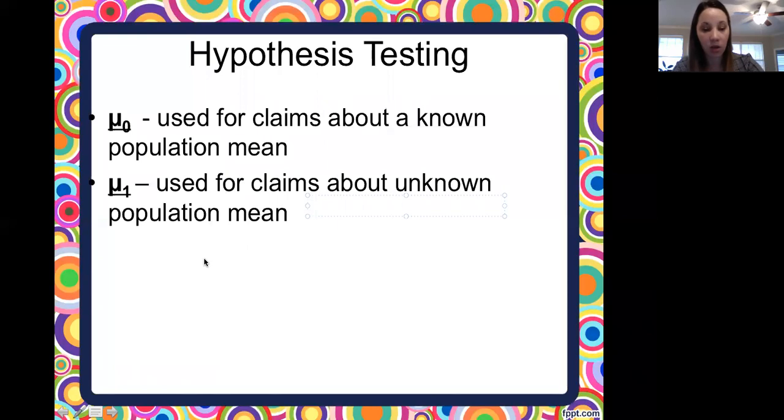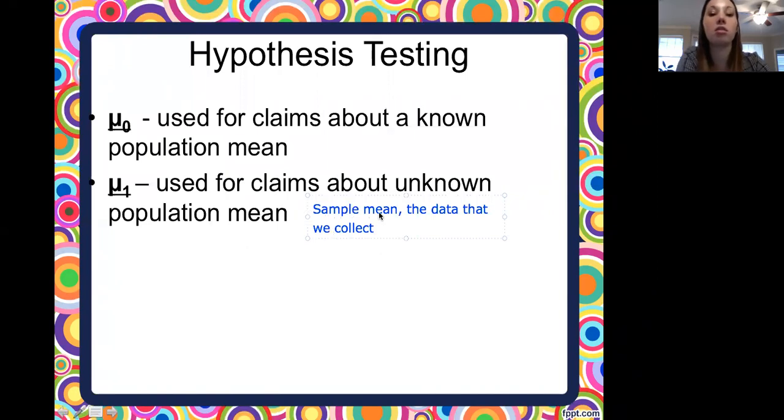So you can also think of this as our sample mean, the data that we collect. So this is the stuff that we know, the stuff that we determine from our data that we have collected. And we compare that against our already known population mean. So this is our already known, and this is our unknown. And we want to see if these two things are comparable, if they are equal or unequal.